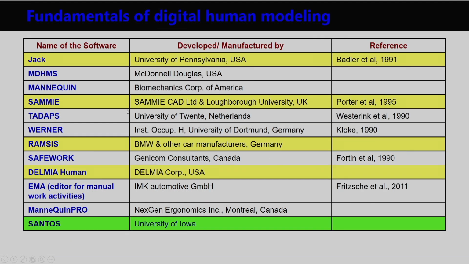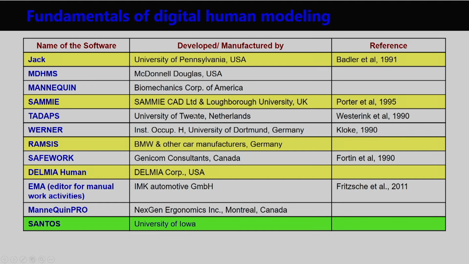Similarly, a few other software you can see in this particular slide: Jack, Mannequin, Sammy, Tadafs, Werner, Ramses, SafeWork, Delmia, EMA, Mannequin Pro, Santos. So, these are other softwares and these are popularly used in the industries. And who are the developers? That is listed in column 2, and some references related to these softwares are available in column 3.